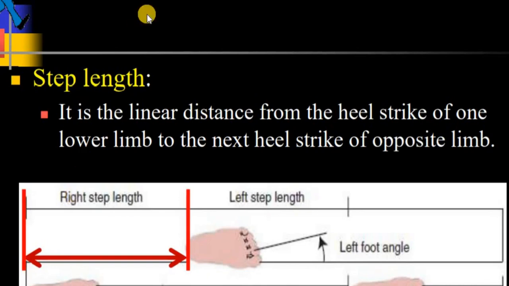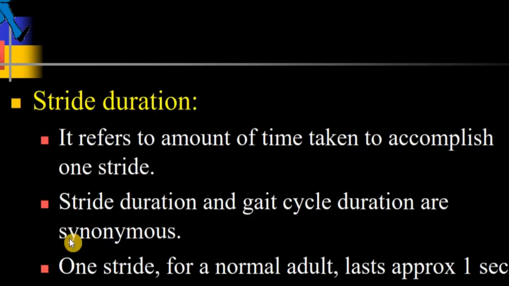Step length. It is the linear distance from the heel strike of one lower limb to the heel strike of the opposite limb. So stride length is the heel strike of the same limb, whereas step length is from the heel strike of one limb, the left, to the heel strike of the opposite side, the right limb. Okay. Stride duration. It refers to the amount of time taken to accomplish one stride or one gait cycle. Stride duration and gait cycle duration are synonymous. Both are similar. One stride of a normal adult is approximately 1 second.